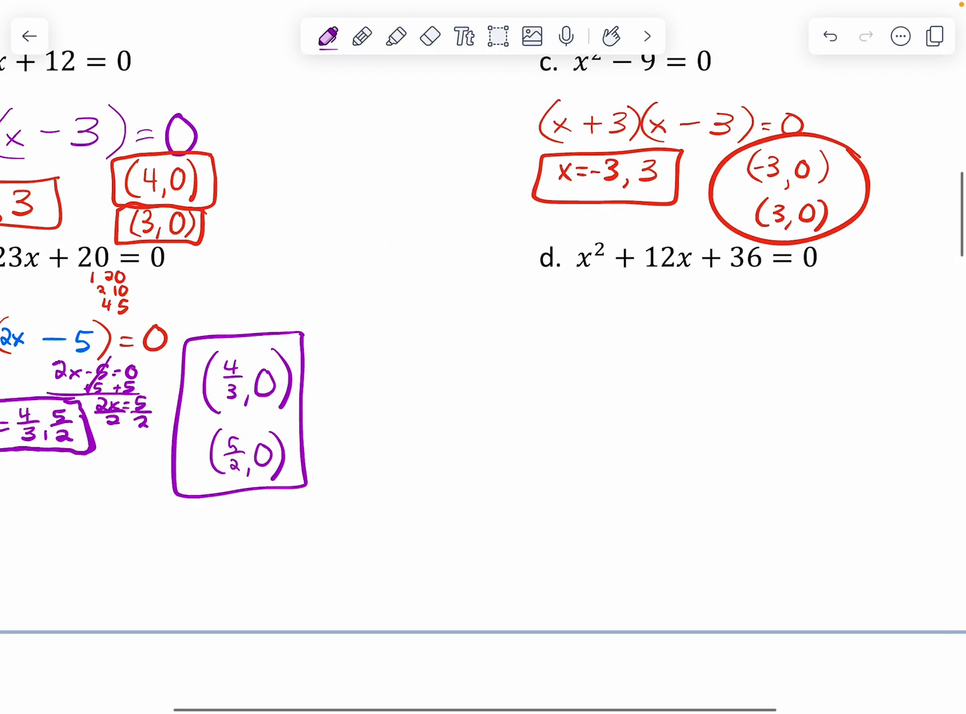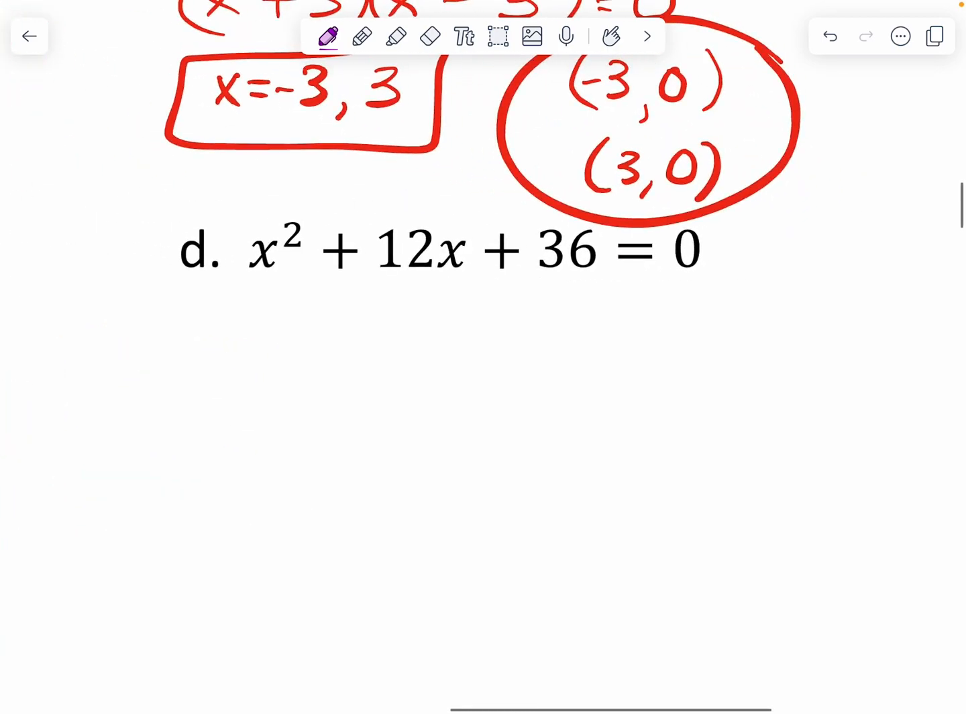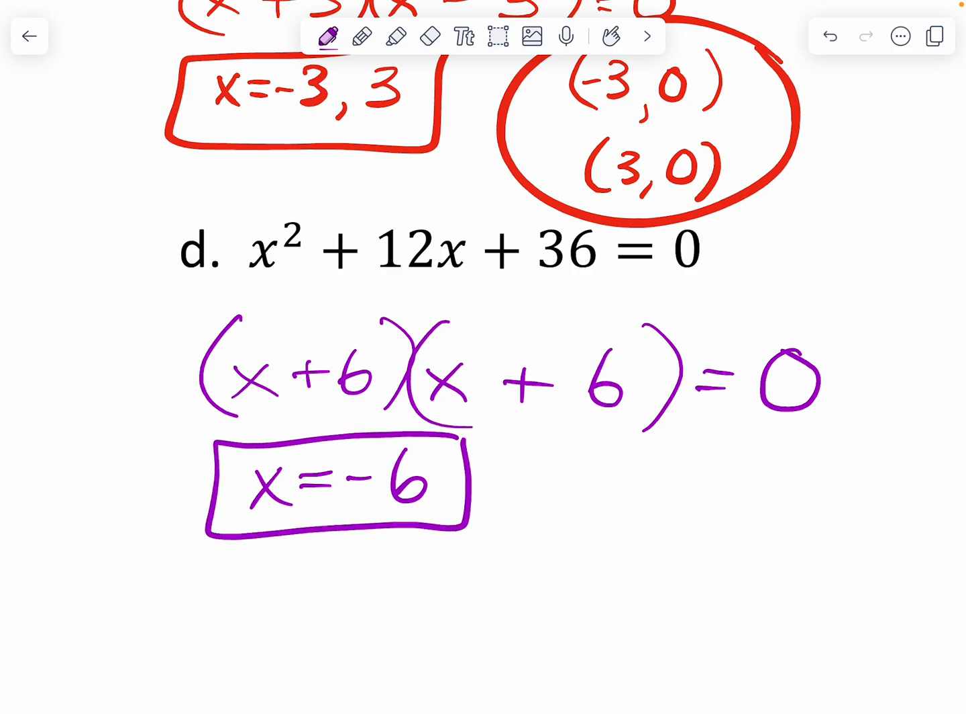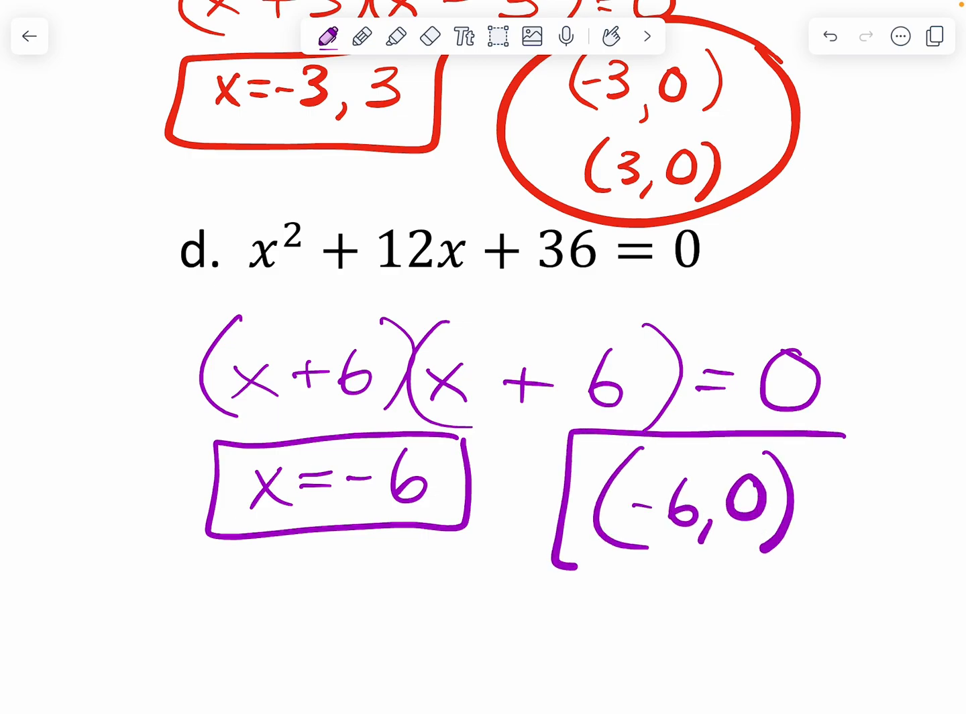Okay, and then my last one here, the factored form ends up being what multiplies to 36 and adds to 12 is 6 and 6, both positive. What x value makes this 0? It would be -6 for the first one and also -6 for the second one. So in this case, I only have one answer. I only have one root at -6, 0. And we'll talk about what that looks like on the graph.